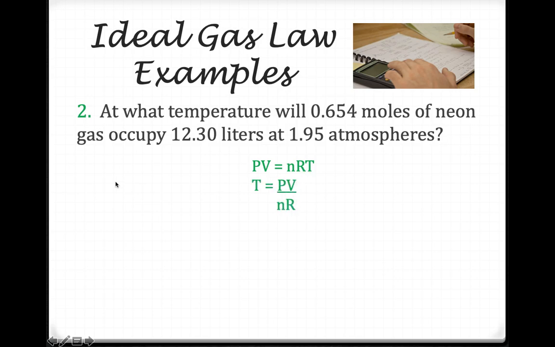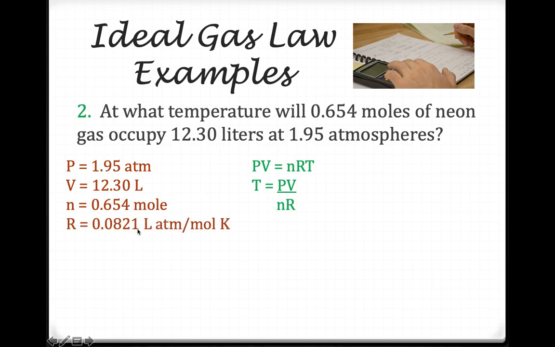All right, let's make a list of what we know. Our pressure was given in atmospheres, that's a unit of pressure, 1.95. My volume was given in liters, that's a unit of volume, 12.30. n was given in moles, 0.654 moles. R is a constant, so I always have it, 0.0821 liter atmosphere over mole Kelvin. And T is what I'm looking for, at what temperature.